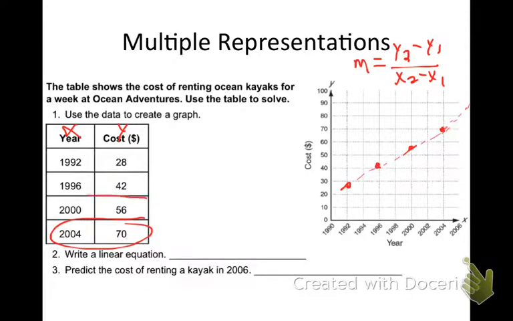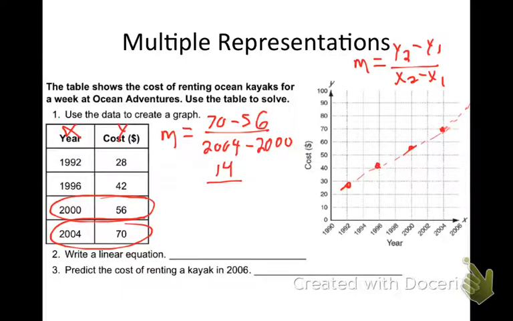And 2056. Awesome. So I'm going to use those two coordinates, and I'm going to find the slope. Now remember, it is y2 minus y1, so that means I'm going to have 70 minus 56 over 2004 minus 2000. And then I simplify. 70 minus 56 is 14. 2004 minus 2000 is 4. 14 over 4 equals 7 over 2 or 3.5. So either way you could write it, 7 over 2 or 3.5. That is my slope. Is everybody good so far?